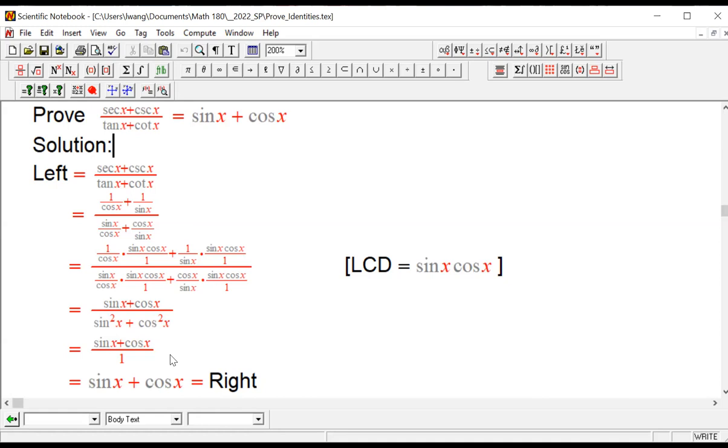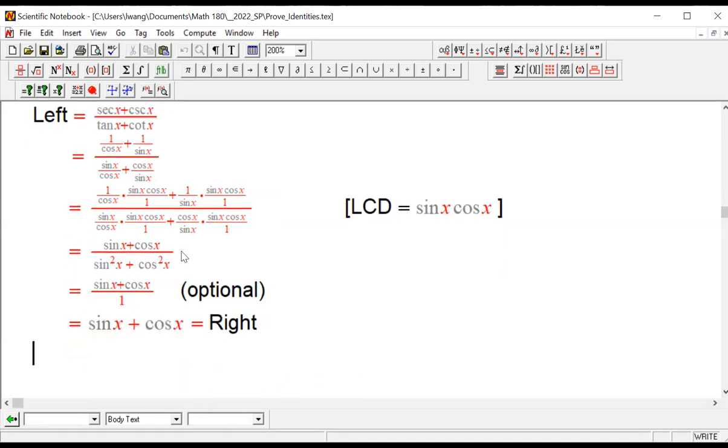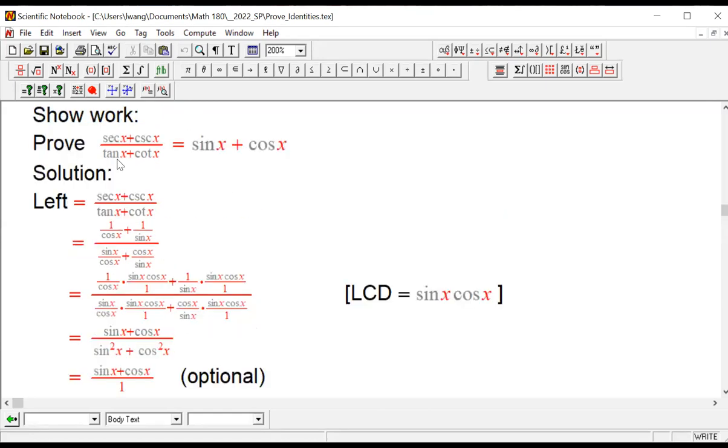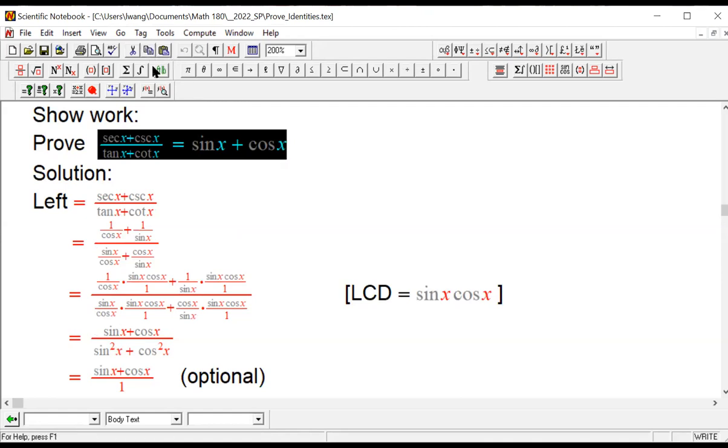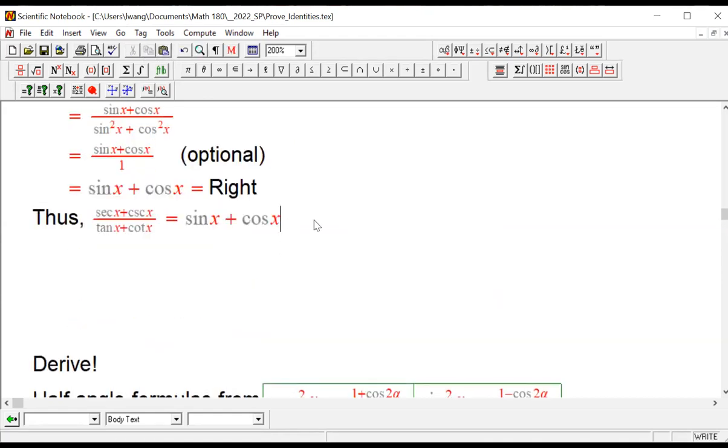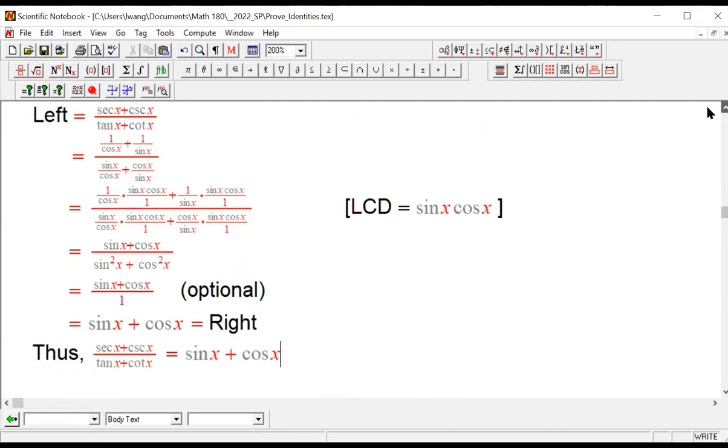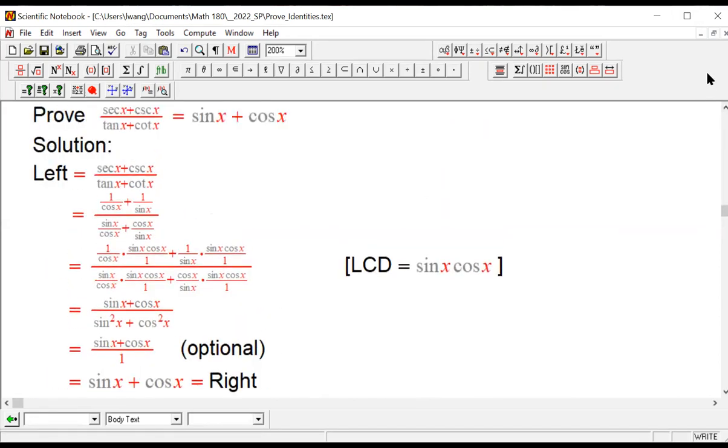And we get to this point. I would say this step is optional. Okay, but you should not stop here. If you get here, you should always go here. All right, because one denominator equals 1, it can be written down even more simply. Then you say thus, as always, and you bring the question to a closure. That's the closure.